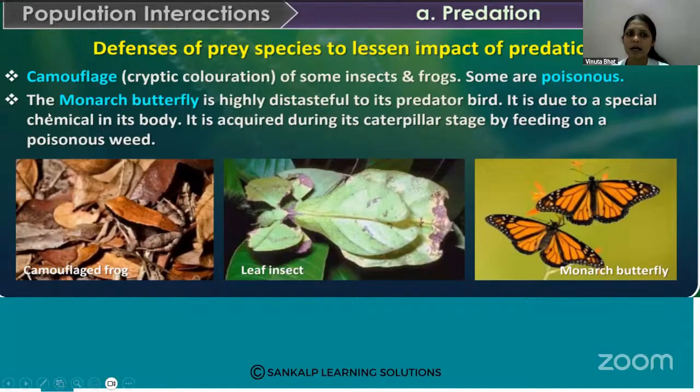So one more example is the monarch butterfly, which is highly distasteful to its predator, the bird. It is due to a special chemical in its body. It is acquired during its caterpillar stage by feeding on a poisonous weed. Some butterflies become poisonous due to feeding on a poisonous weed. So these all are the defense mechanisms that we can observe in prey.